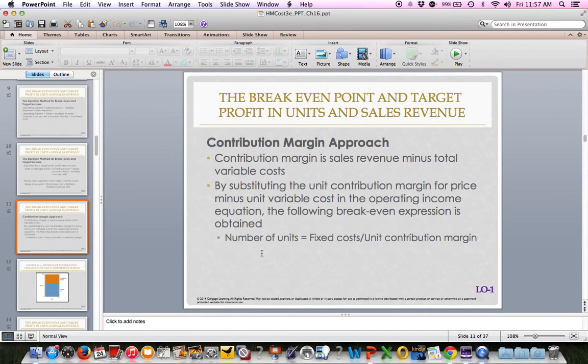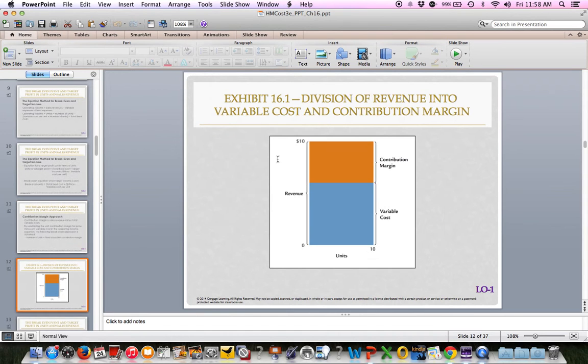The number of units to break even is fixed cost divided by unit contribution margin, and my unit contribution margin is sales minus variable cost, both per unit. The word contribution means we're contributing to our fixed cost. Every time I sell a product, I subtract out my variable cost per unit, and what's left over contributes to paying for my fixed cost. That's why we call it contribution margin.